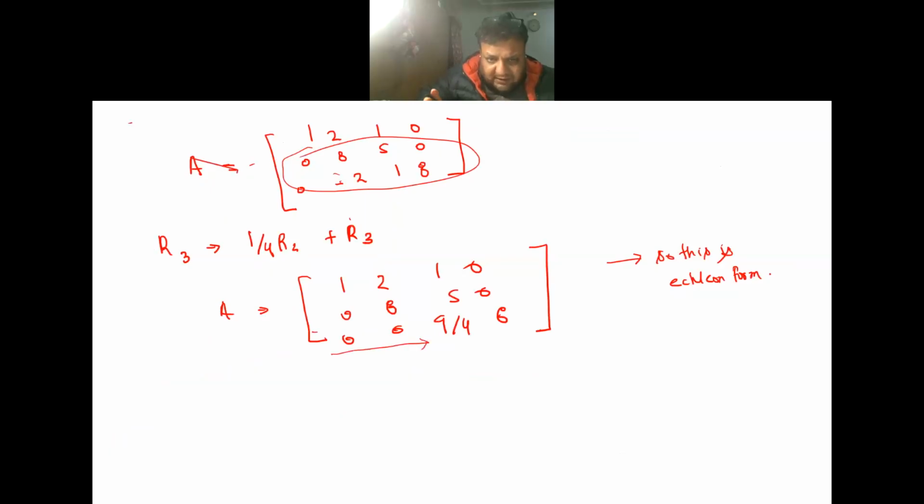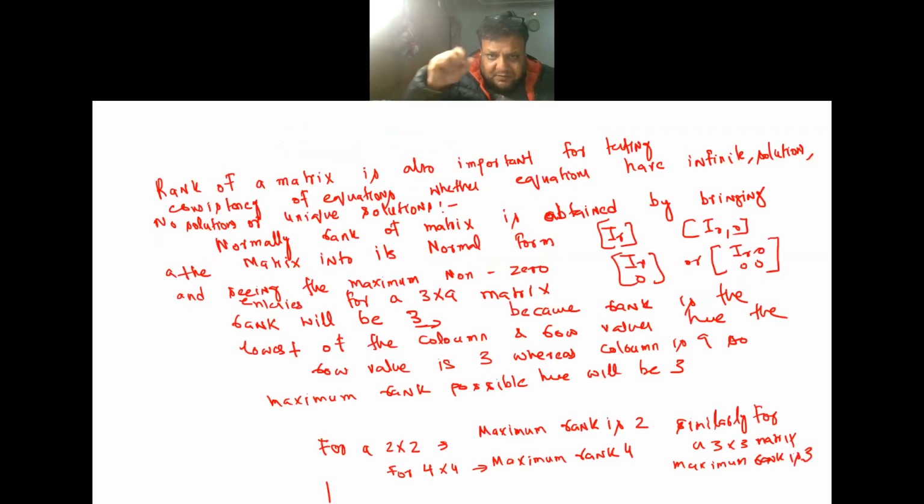But if at all I don't get this entire row of 0, I will leave it as is, because I'm able to at least get this column as 0, right? So either this column as 0, and if I'm not able to get this column as 0, then this entire row as 0 should be my target.